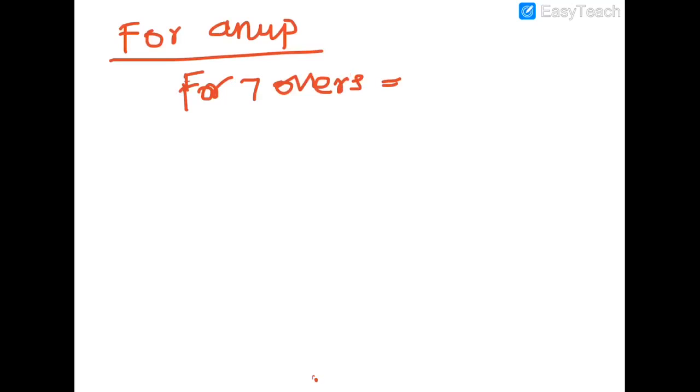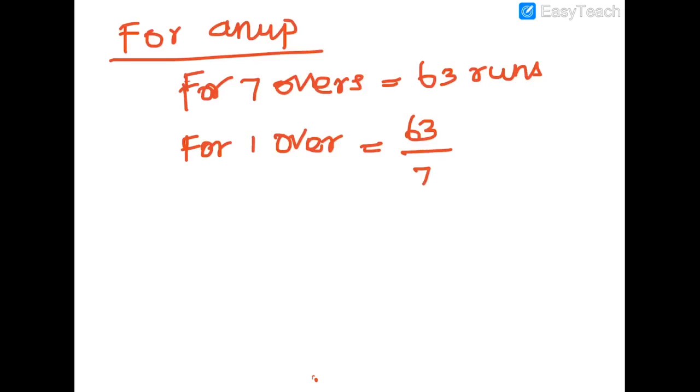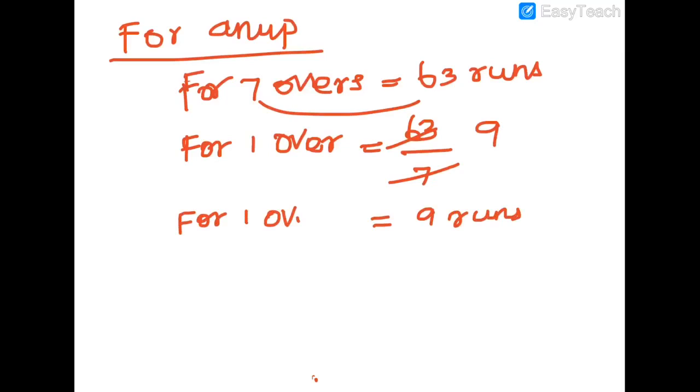For 7 overs, how much did they give? 63 runs. For 1 over, how much did they give? 63 divided by 7, so it will be a division. We can cancel. 1 7 is 7, 9 7s are 63. So this is 9 runs for 1 over.